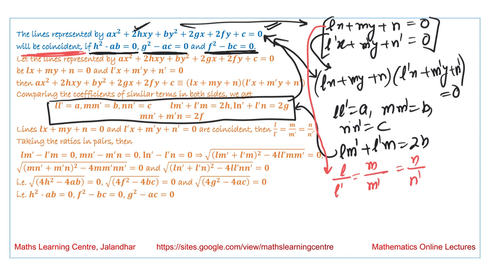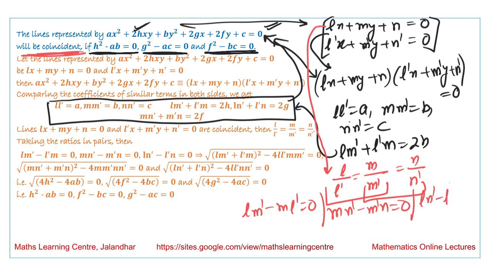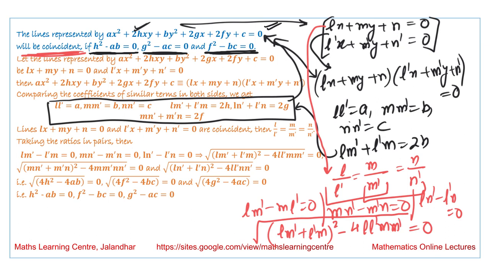Now from these ratios, if we consider the first two, we will have l m' - m l' = 0. From the next two, we will have m n' - m' n = 0. And from the third, we will have l n' - l' n = 0. These are the three conditions we will have. And by combining these results, we will have (l m' + l' m)² - 4 l l' m m' = 0.